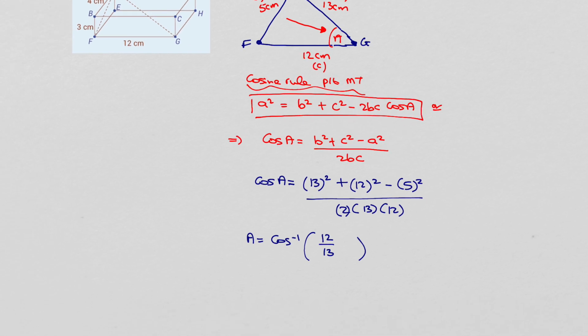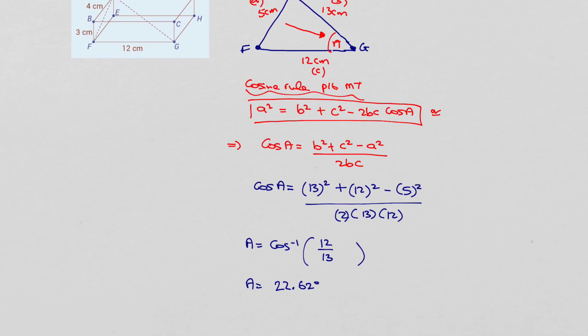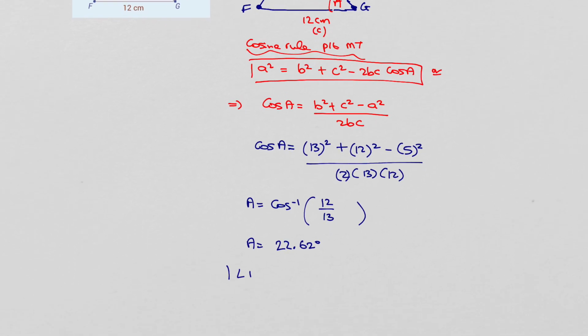And again, corrected to 2 decimal places, this angle is going to be 22.62 degrees. And of course, the angle we were asked for is AGF, so I'm just going to write that as AGF there. Okay, so that was question 7. So question 8.